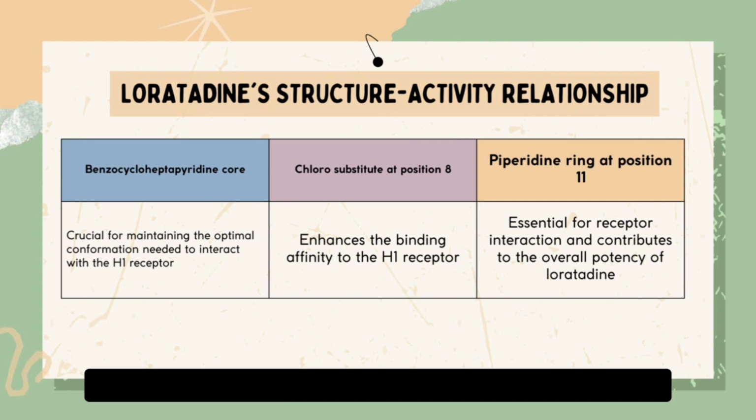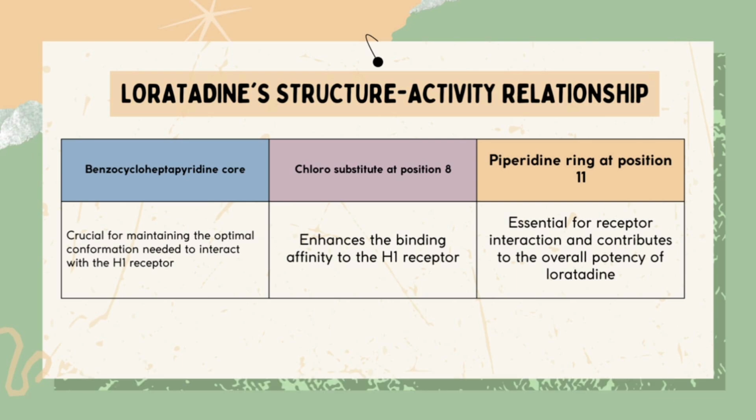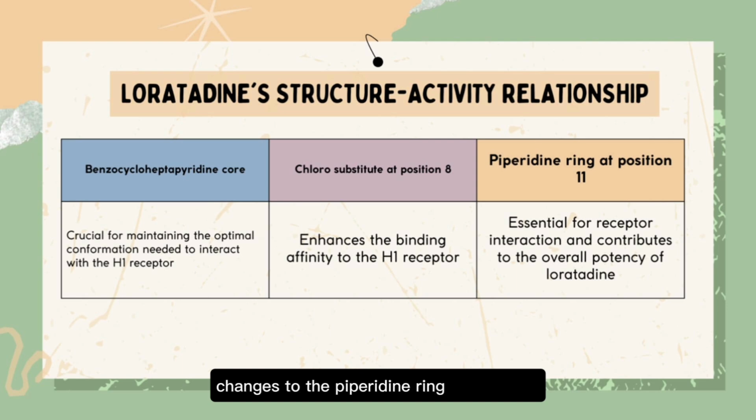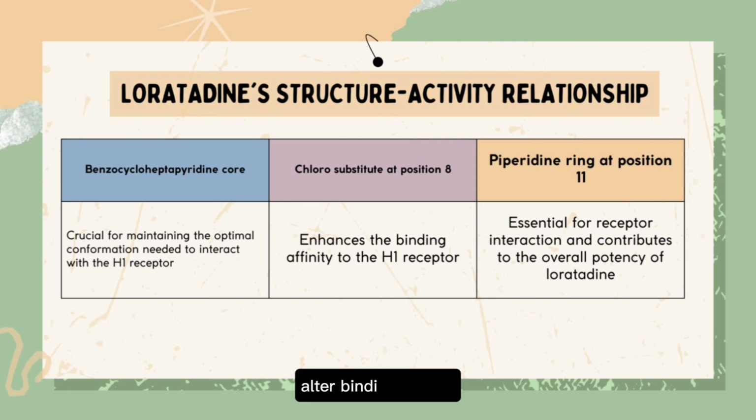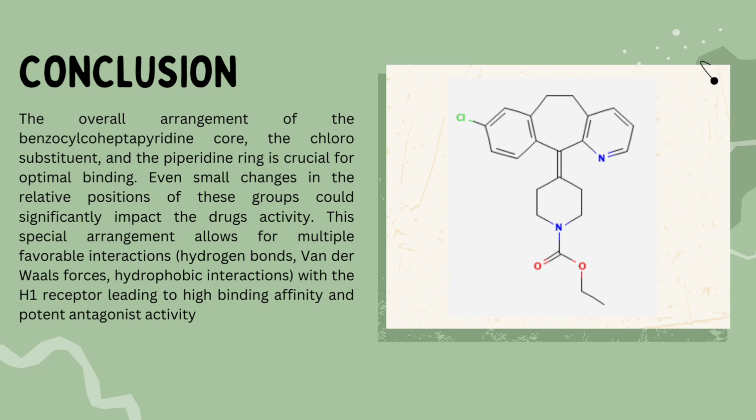In steric factors, the size and shape of the piperidine ring as well as its position are critical. Changes to the piperidine ring would likely alter binding affinity. In conclusion, the overall arrangement of the benzocycloheptapyridine core, the chloro substituent, and the piperidine ring is crucial for optimal binding. Even small changes in the relative positions of this group could significantly impact the drug's activity.